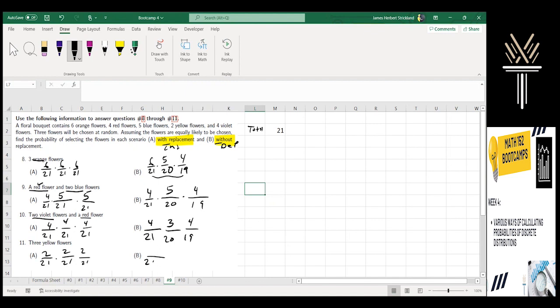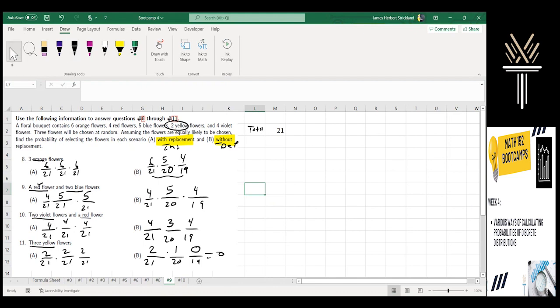Again, we have 21 flowers, then 20 flowers, and then 19. We have 2 yellow flowers. You picked one, you don't put it back. You got 1. You picked one, you don't put it back. And now there's 0 left. Well, 2 times 1 times 0 is just 0. And that should make sense. It's impossible to get 3 yellow flowers when you only have 2 of them. So, of course, you don't have enough yellow flowers to get that many.